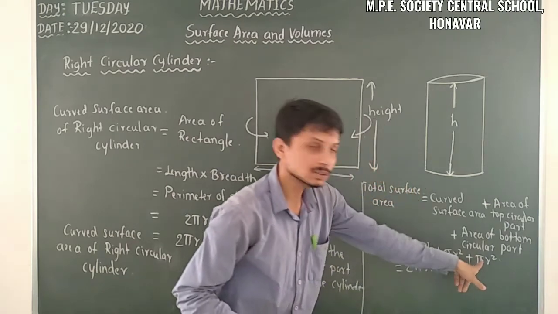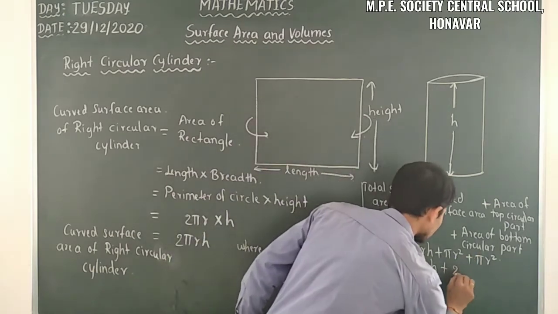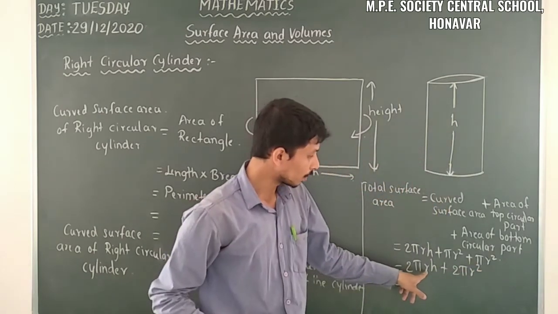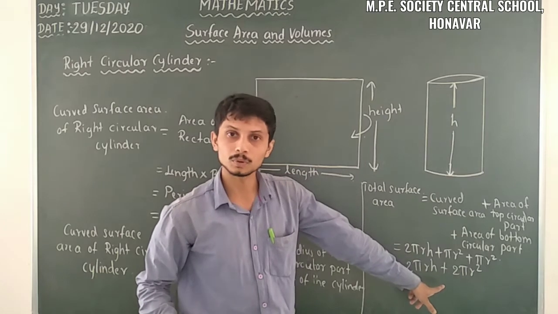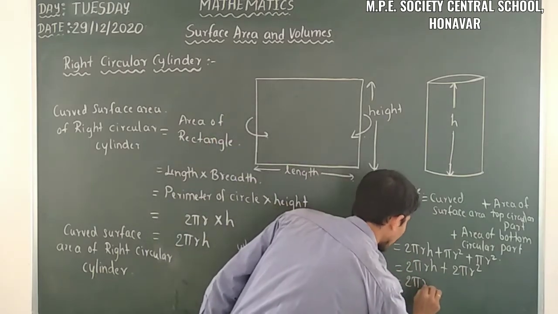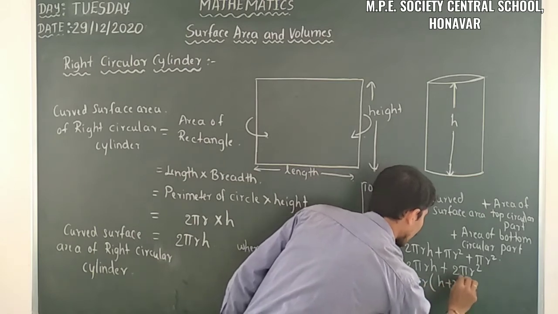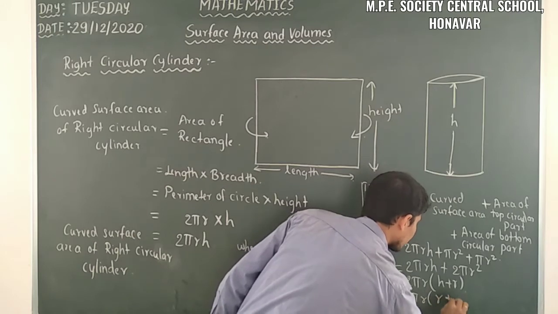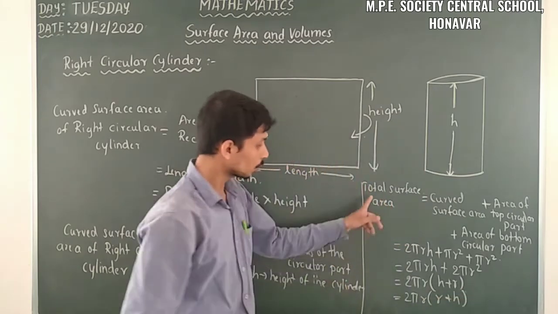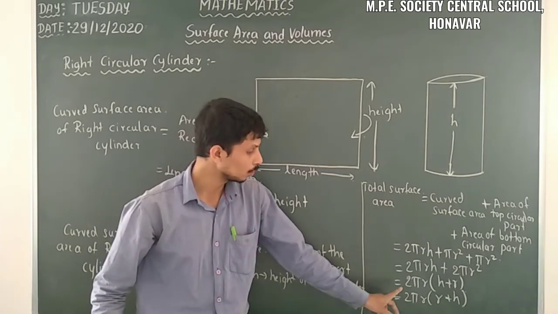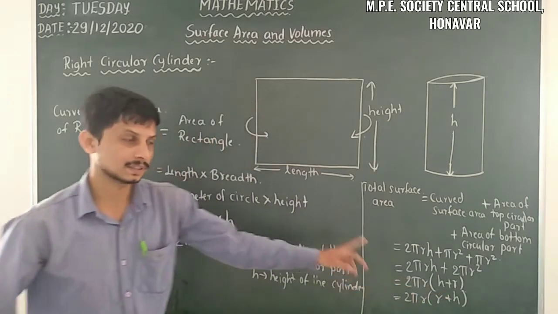So plus pi r square plus pi r square means 2 pi r square is equal to... Here just observe, 2 pi r is common for both the things. So that's why we can take out from those two things: 2 pi r into h plus r. So commonly we are taking it as 2 pi r into r plus h. So the total surface area of this right circular cylinder is equal to 2 pi r into r plus h.